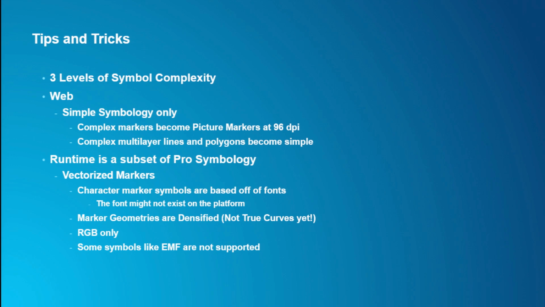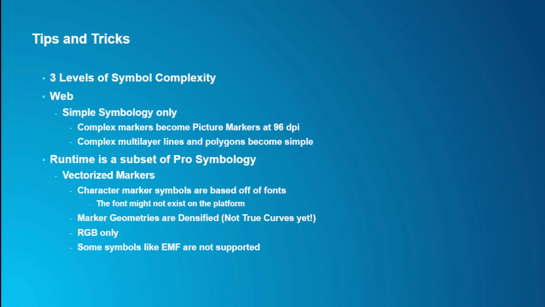So if you have a multi-layered point symbol in your Pro map, and you want to publish that to the web, what's going to happen is it's going to be turned into a picture marker symbol. And that picture marker symbol is at 96 dpi. So if you're going to use that same map on a super high-res device, your picture marker symbols might look a little fuzzier, right? So that's really one of the main drivers behind why we also allow you to create advanced symbols. If you're working with just desktops, that doesn't really matter.